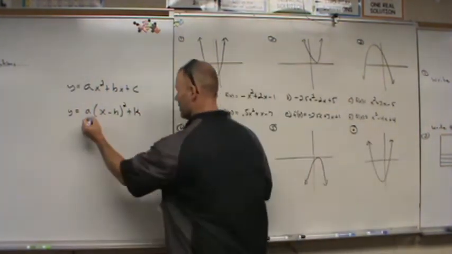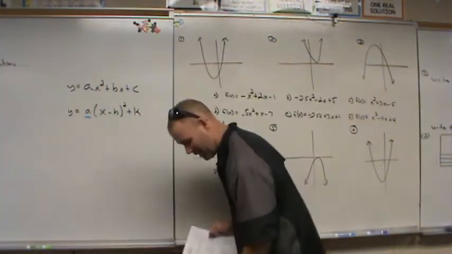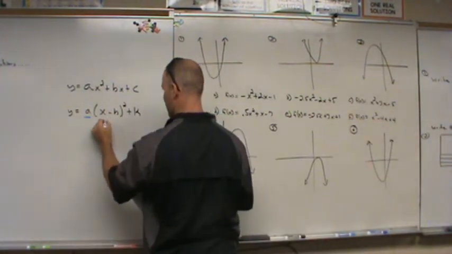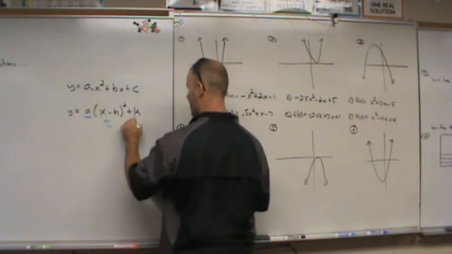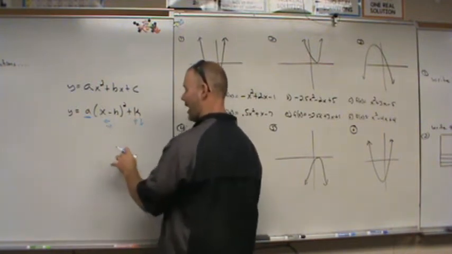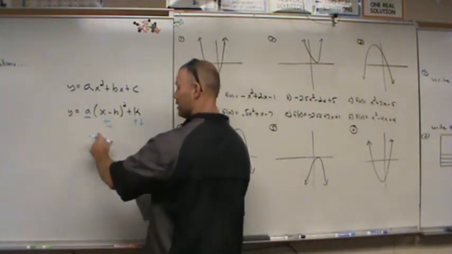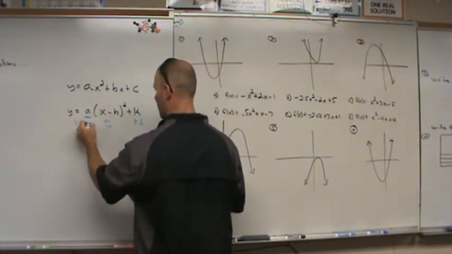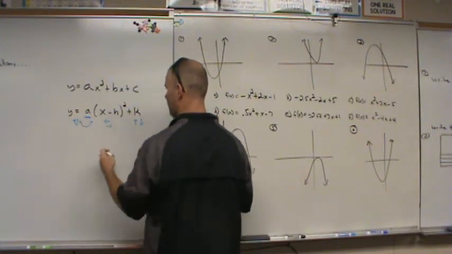And we know from prior knowledge what A does. Remember, A opens up or down. We know what H does. H shifts right or left. And we know that K shifts up or down. A also tells me stretch or shrink, okay? So a skinny to wide parabola, if you will.